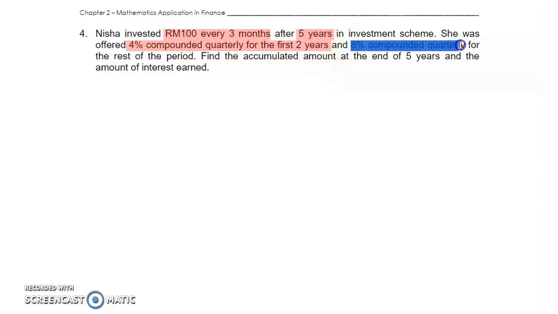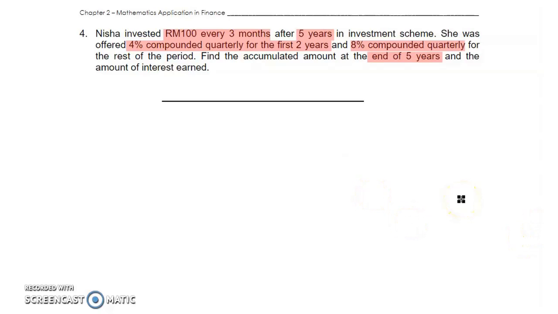And 8% compounded quarterly for the rest of the period. The rest of the period means another 3 years, so the total is 5 years. First 2 years, 4% compounded quarterly, so the balance is another 3 years. The interest period is still the same, but now the interest rate has changed. Find the accumulated amount at the end of 5 years, which is value S, and the amount of interest earned.